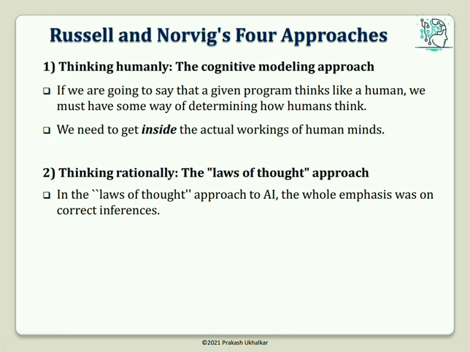Thinking rationally, the laws of thought approach. In the laws of thought approach to AI, the whole emphasis was on correct inferences. Making correct inferences is sometimes part of being a rational agent, because one way to act rationally is to reason logically to the conclusion that a given action will achieve one's goals and then to act on that conclusion. On the other hand, correct inference is not all of rationality, because there are often situations where there is no provably correct thing to do, yet something must still be done.